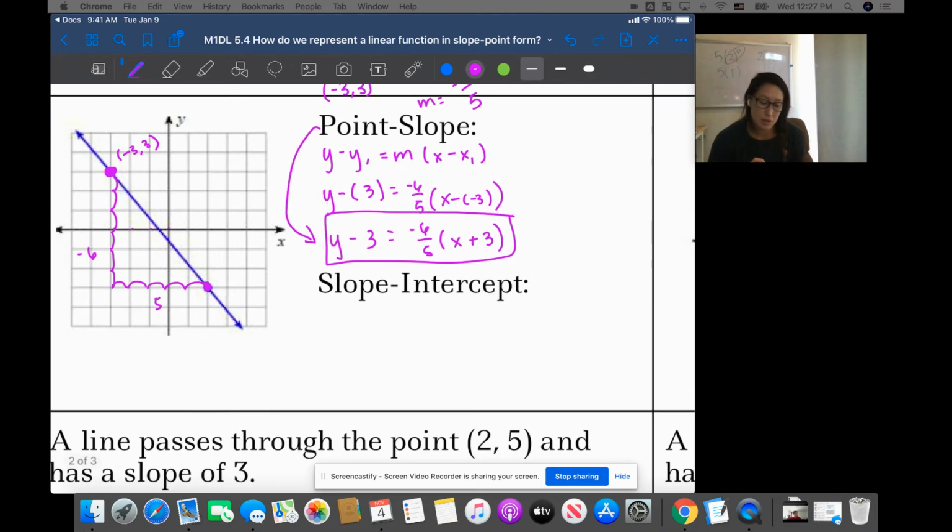And now we're going to change into slope-intercept form. To do that, I'm going to start with my equation in slope point, and then I'm going to multiply in the fraction, the slope. So distribute equals negative 6 over 5x, and then negative 6 over 5 times 3 over 1. Multiply the tops, giving me negative 18 over 5. So I'm going to subtract negative 18 over 5.